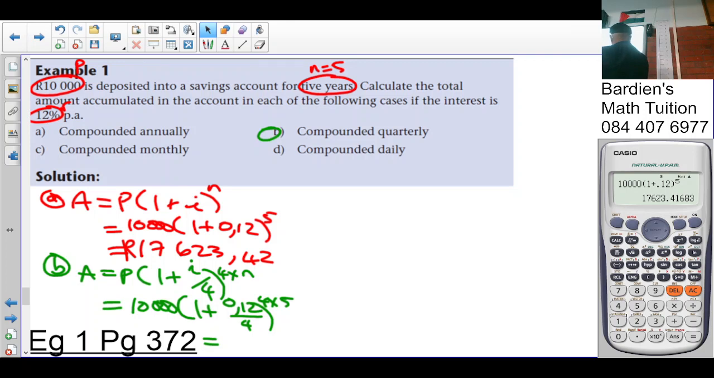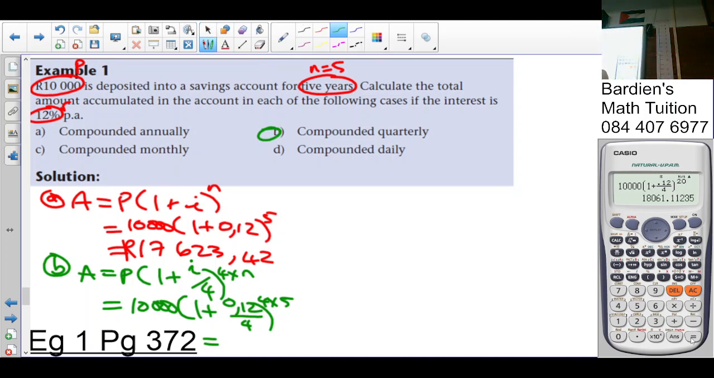So you're going to get 10,000 into 1 plus 0.12 over 4 to the exponent 4 times 5, which is 20. So you're going to get 18,061 rand and 11 cents. Okay.